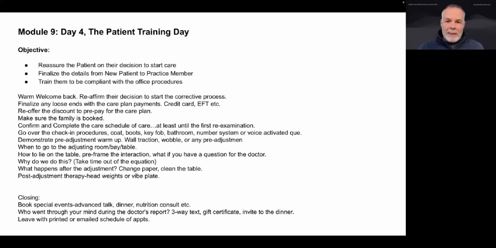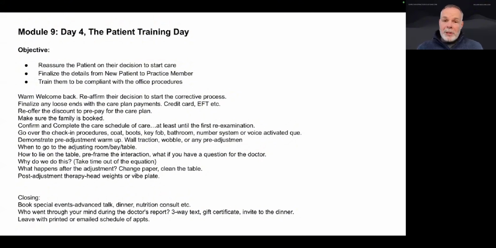So if they're supposed to be here 3 times a week for 8 weeks, or 3 times a week for 12 weeks, and then 2 times a week for another 12 weeks, whatever the care plan is, we want to make sure that that is all closed up and those appointments are booked. So if they said they can make it Monday, Tuesday, and Thursday at 9:45, we book those appointments and we book them all out for 12 weeks. Or at least if the person is perhaps not confident in their schedule, or their schedule's changing, or they work shifts, or whatever the case is, we would at least want to book it out to the first re-exam. So for the first 4 weeks minimum. So we confirm and complete the schedule of care, at least until the first re-exam.